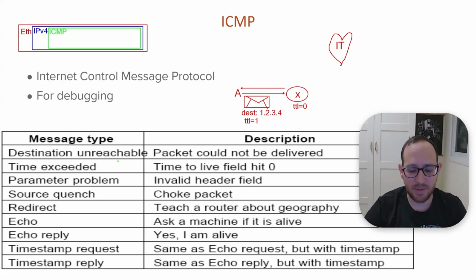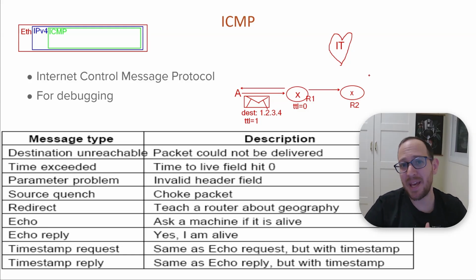So let's say now A sends a packet to this router. Let's call it R1. And then R1 sends this packet to R2. And R2 is getting busy. It feels congested. That is, it receives more packets per second than it can process. And it sees that A is sending too many packets, too fast. So the router R2 can send a packet back to A saying source quench.